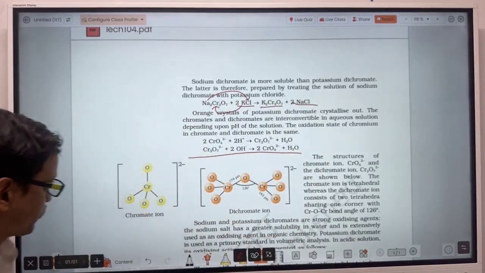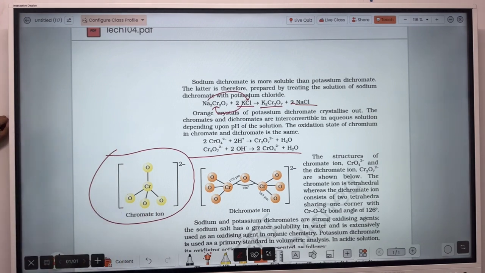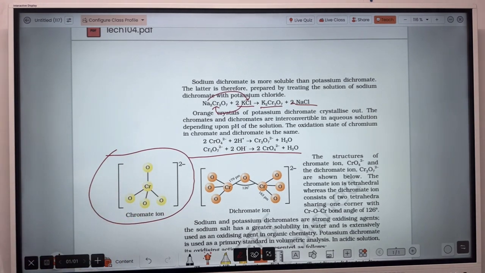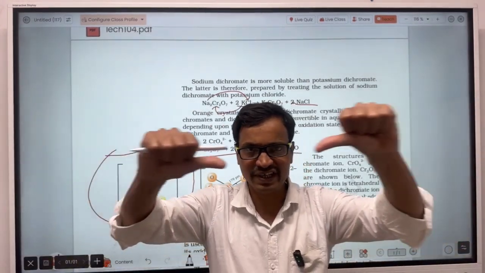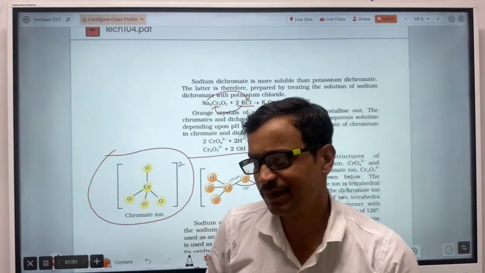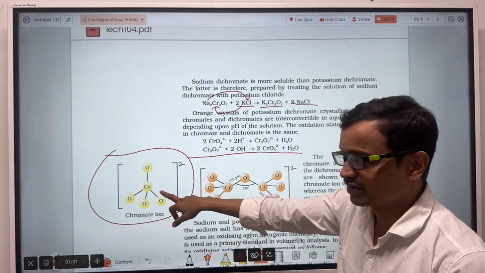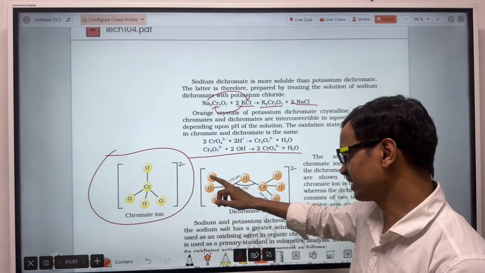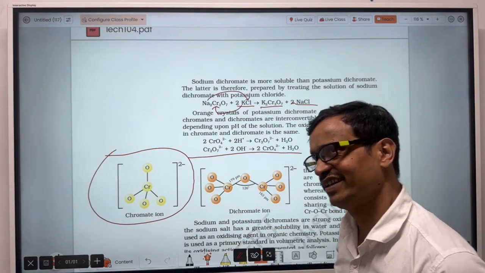Now about the structure, I have discussed this also. The chromate ion has tetrahedral geometry. The dichromate ion has two tetrahedra joined at a point, that means the two tetrahedra are joined at the oxygen atom. That will be the dichromate ion.